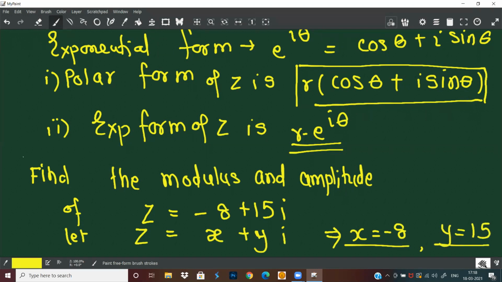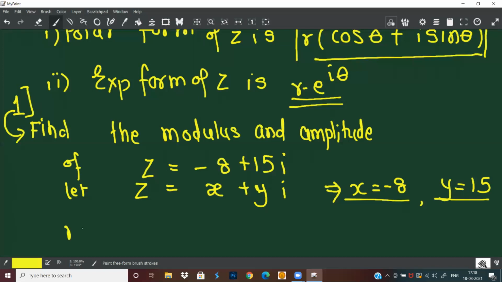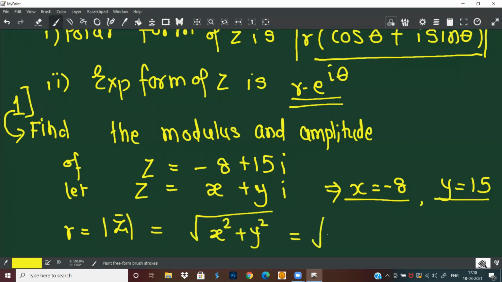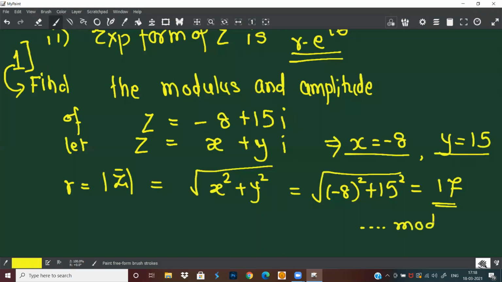See, sum number 1, you have to find sums based on the forms we are doing. Okay. First type of sum is find the modulus and the amplitude of the given complex number. So I got the values of x and y. So modulus is r, which is mod z, which is square root of x square plus y square, which is square root of -8 square plus 15 square, 225 plus 64. So it's going to be 17. So अपना ये है modulus. Correct? ये है modulus.